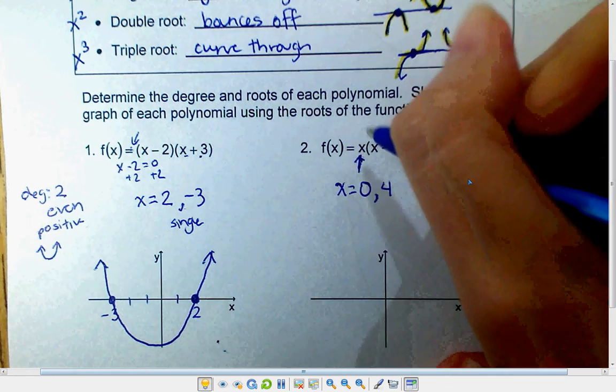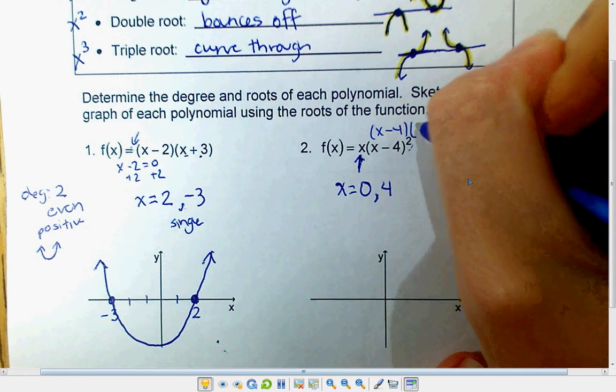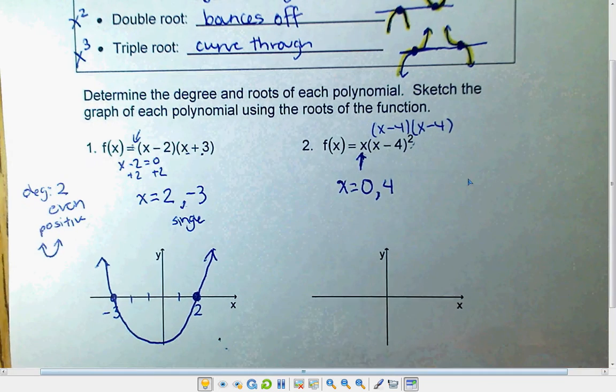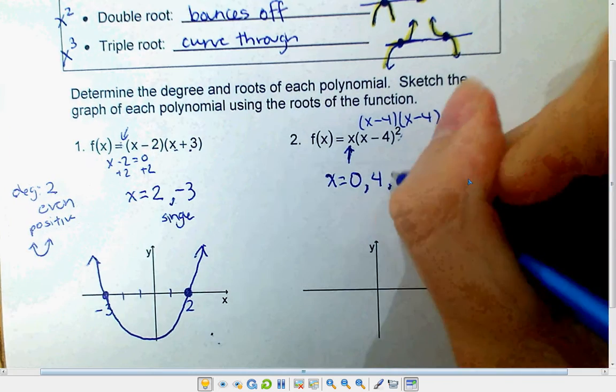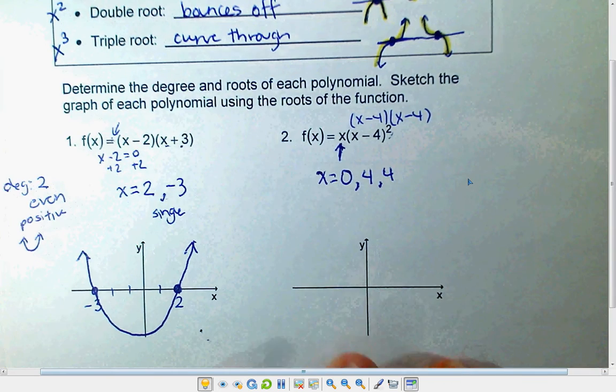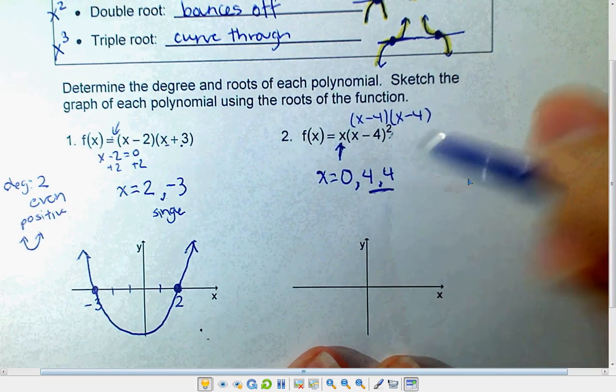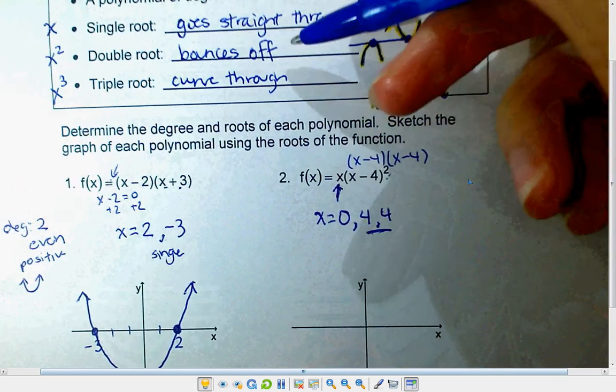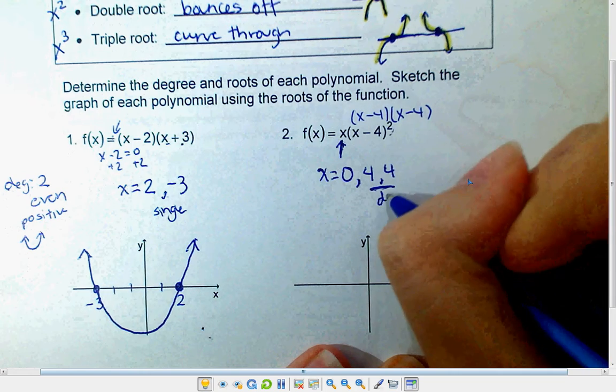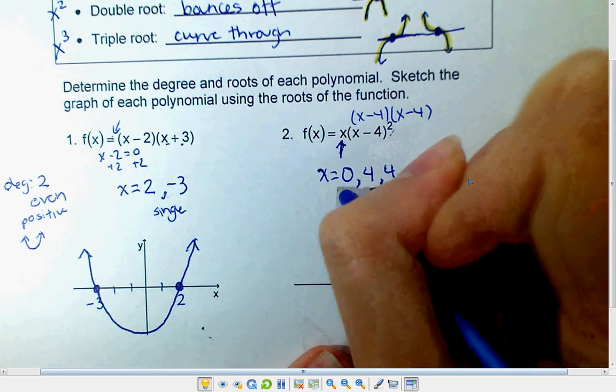What this means is that it's actually x minus 4, x minus 4. Right? So there are actually 2 roots of 4. So there's actually 2 different roots at 4. This is where we're now using our double root because there's 2 4s. This is a double root, whereas the 0 is still a single.